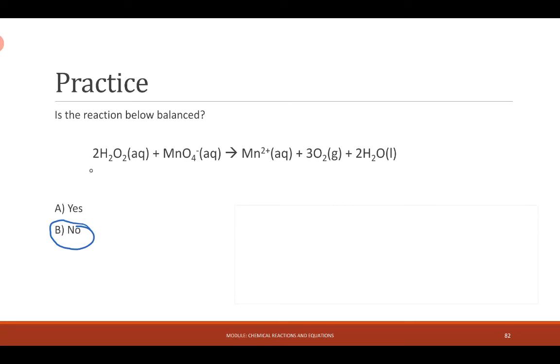And that's because if we look over here, the overall charge of everything is -1. If we look over here, the overall charge of everything is +2. And so that's a difference of 3 electrons. Where did those electrons go?